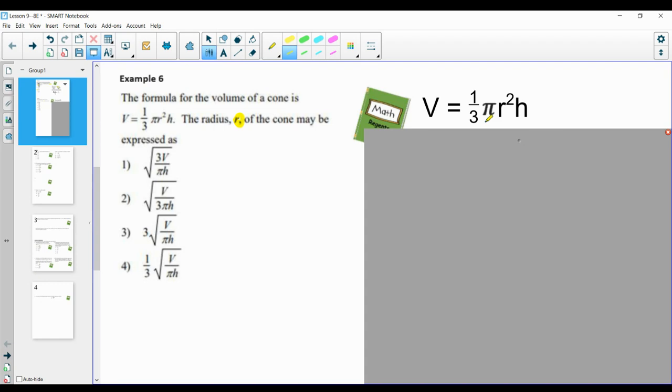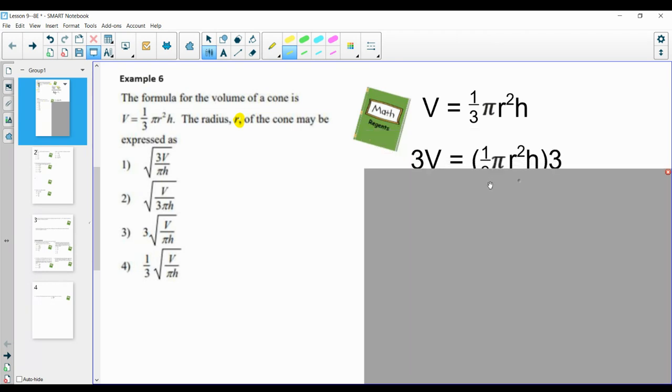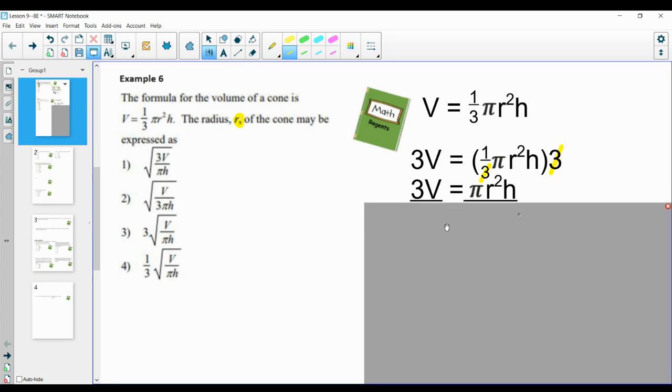But what I hope you remember from an earlier example is whenever I see a fraction, I want to get rid of that fraction first. And to do that, I hope you agree, we're going to have to multiply both sides. We're going to multiply both sides by, I hope you said 3. Because when we multiply both sides by 3, it allows me to reduce those to 1. So now I'm just left with, and obviously I multiply this side by 3, 3V equals pi r squared h. Okay, we got rid of the fraction, which is awesome.